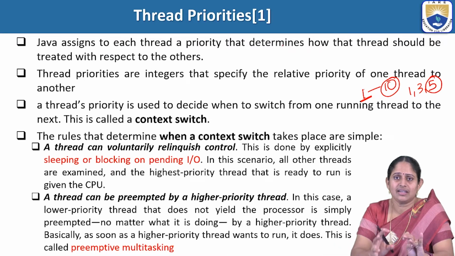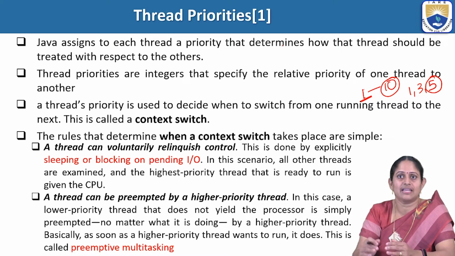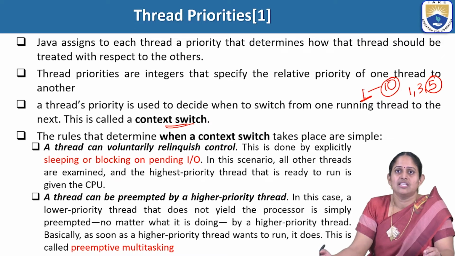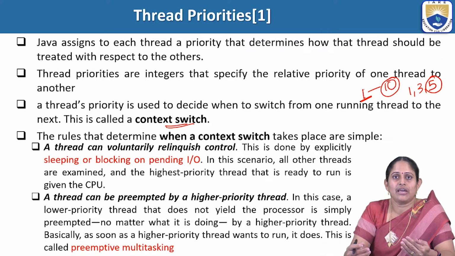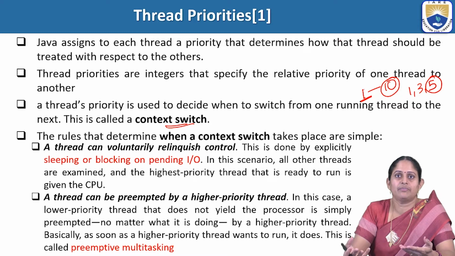Now, threads can switch among themselves. It may go to sleep and it may jump to another thread. The control may be given to another thread, the CPU may be given to another thread. This switching between threads is called a context switch. The switching of threads among themselves is called a context switch. So the thread priority is used to decide which thread has to give up its control.